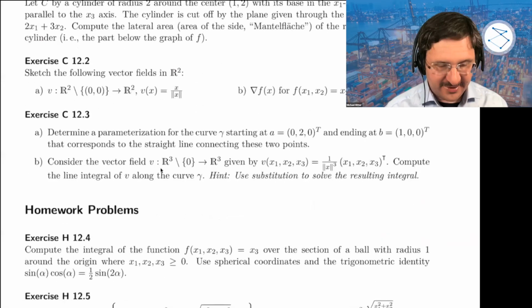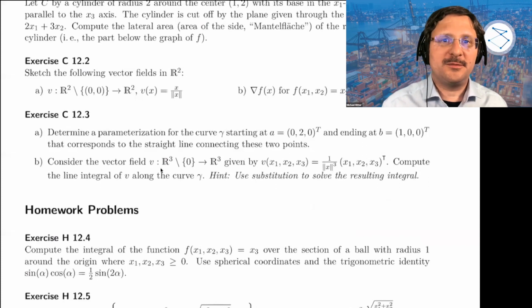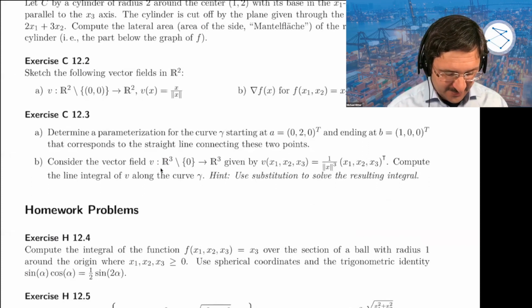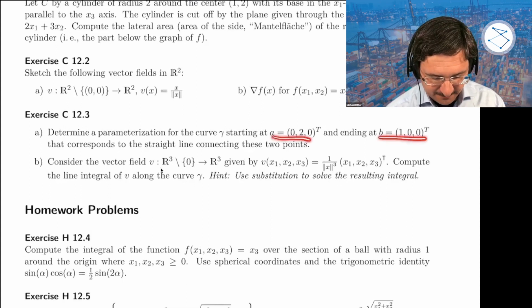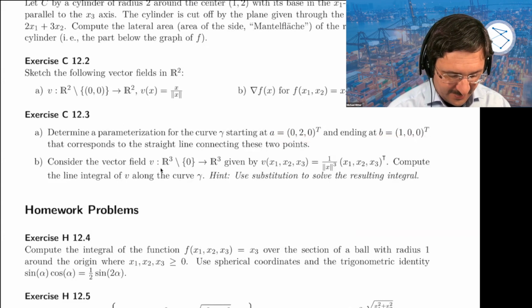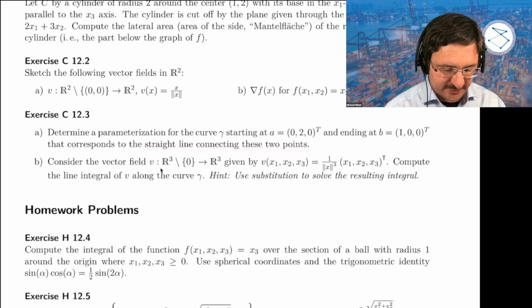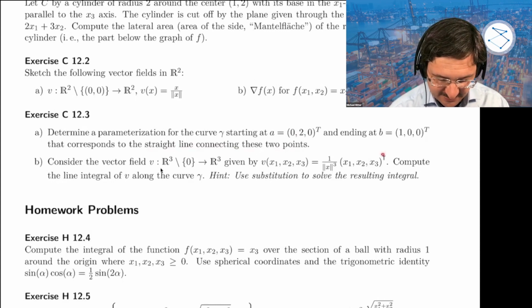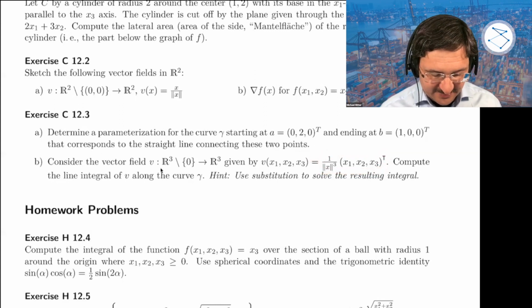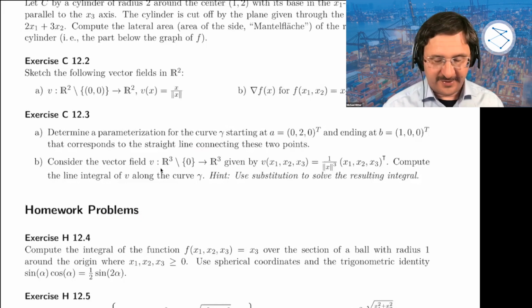All right, 12.3. So this one is about integration of a curve in a vector field. Here we have a curve that is given by 2 points, A and B, in 3D space. The curve corresponds to the straight line connecting these 2 points. So the first task is to determine a parameterization for that curve. And second, there is a vector field given, this vector field here. The task is to compute the line integral of that vector field along the curve gamma.